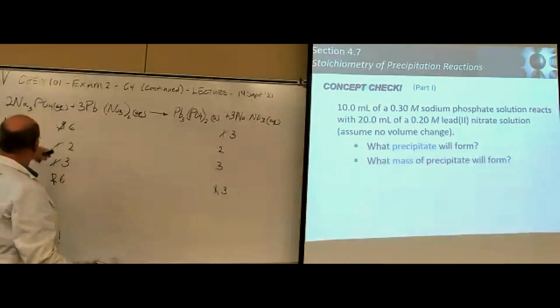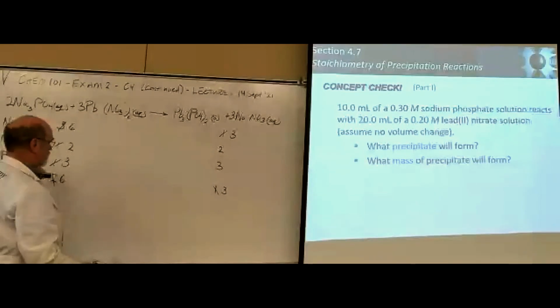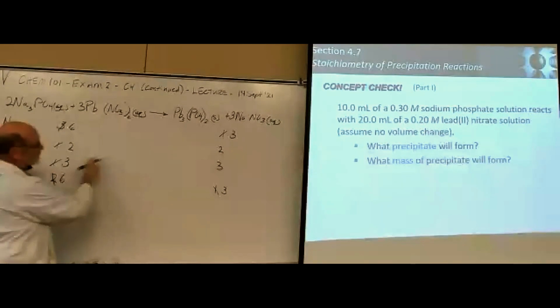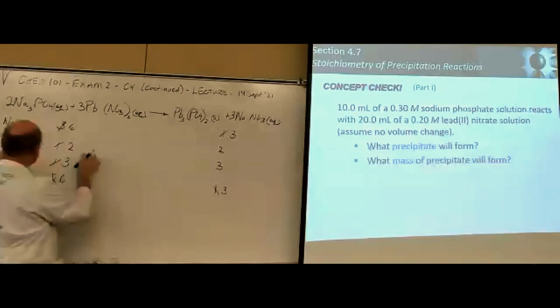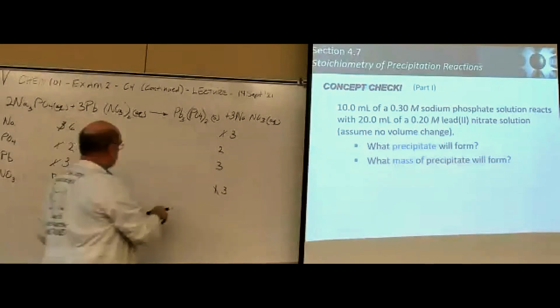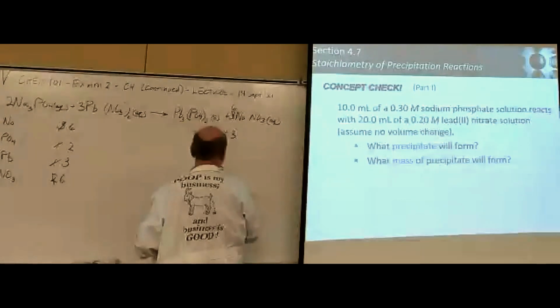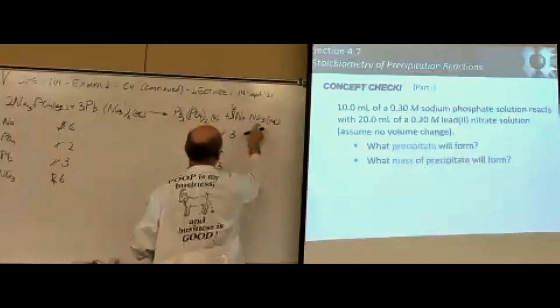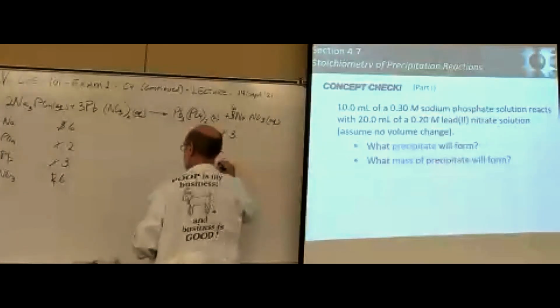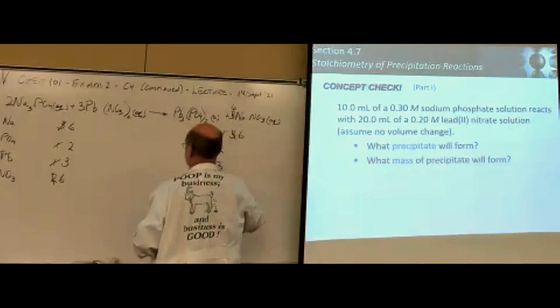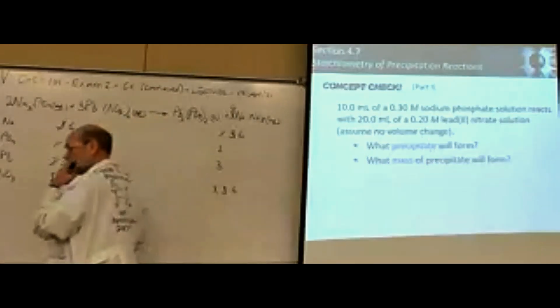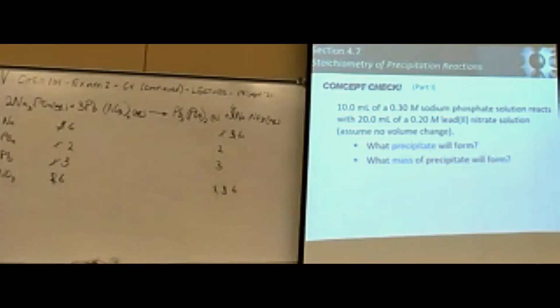And now, notice that these two are balanced. Lead and phosphate are balanced. We won't have to touch those. The sodium and the nitrate need to change now. And if we need 6 nitrates, that means this has to be changed to 6, which gives us 6 nitrates and 6 sodiums. So 6, 2, 3, 6. We're balanced. Okay?